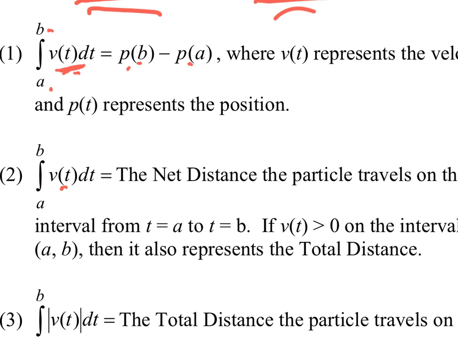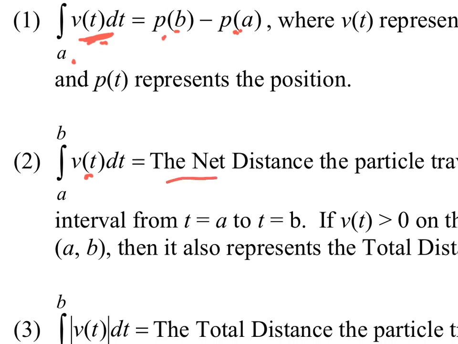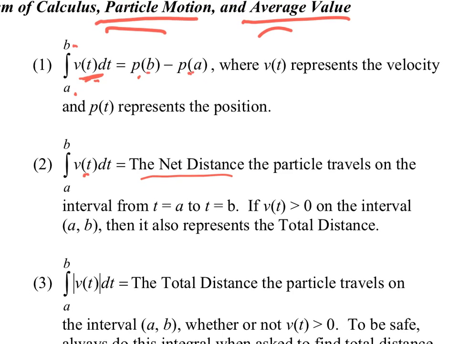When you do P of B minus P of A, it also is the net distance that a particle traveled from A to B. It's the net distance because it was the integral. The integral sign always means you're adding something up, like area. True? When you integrate velocity, the area underneath it stands for the accumulation of position. It means you've added up distance, which is why it's called the net distance the particle traveled.